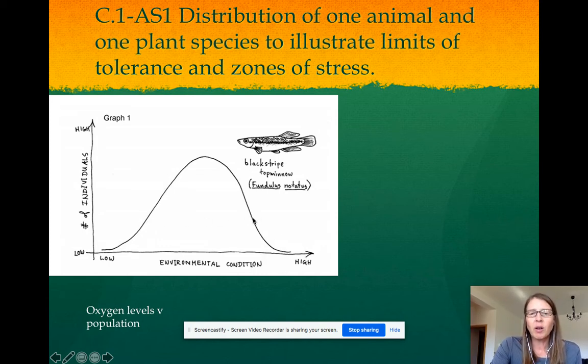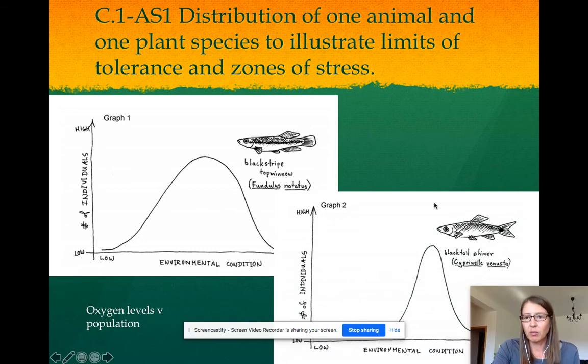And if you were to compare that to, say, this black-tailed shiner, then you can see that they have maybe a pretty similar optimal, but they have a much more narrow range of tolerance. So if you were asked to compare 2 species, you would want to say, okay, this is the optimal of this one, this is the optimal of this one. Maybe this one's greater than that one, or the other way around. But then you would also want to compare their range of tolerance. And you can see that this is a much more narrow range of tolerance for the black-tailed shiner than it is for the black-striped minnow.